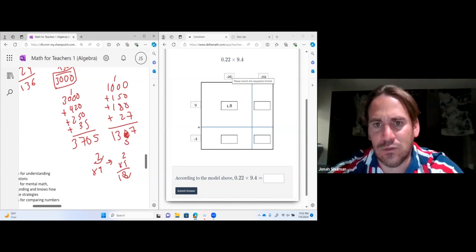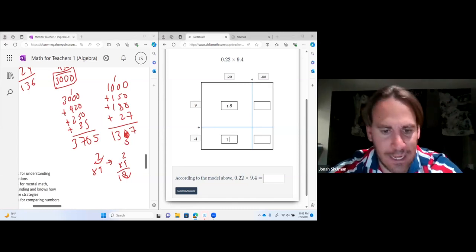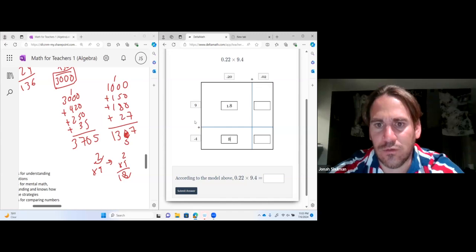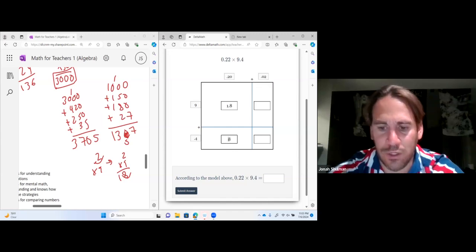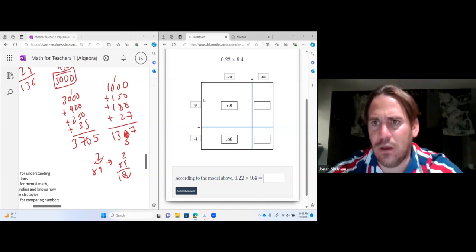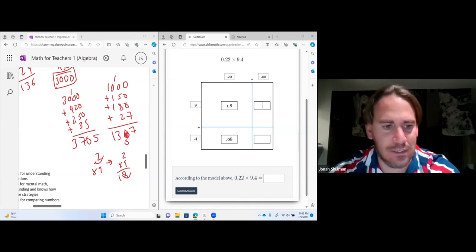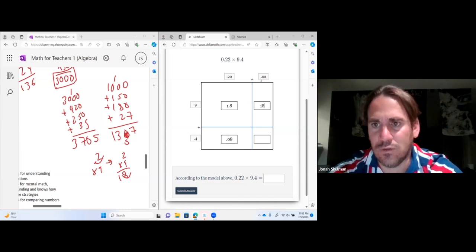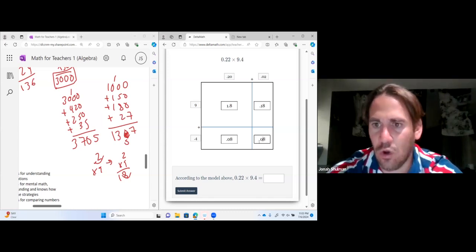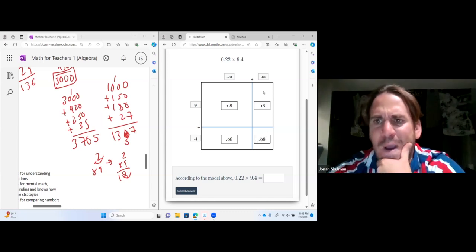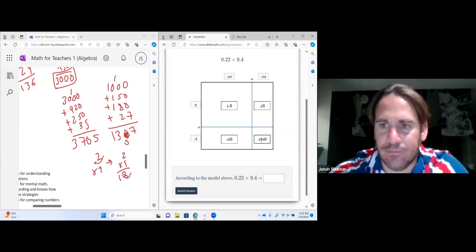Same thing here, 0.2 times 0.4. So 2 times 4 is 8. Then I have 1, 2, so it's 0.08. 9 times 2 is 18. But now I have 2 decimals, so this is 0.18. And 0.02 times 4 is 8, right? But I have 1, 2, 3. So I have to go 1, 2, 3. So I believe it's 0.0, 1, 2, 3. I need another one. Boom.